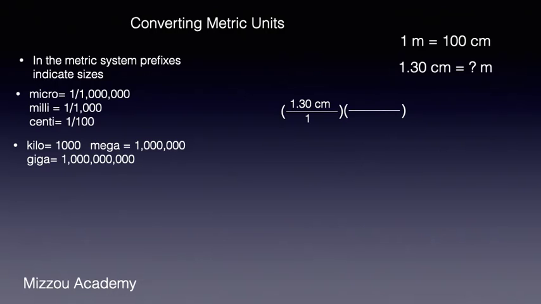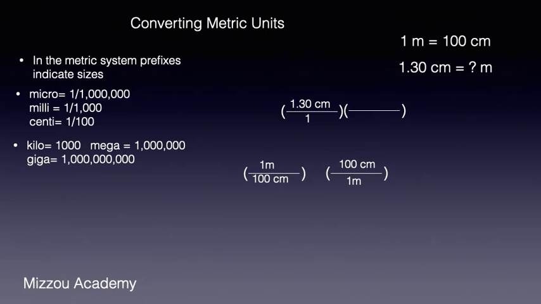Then we set up another set of parentheses for a conversion factor. Now again, if we know 1 meter equals 100 centimeters, we can write our conversion factor two ways. 1 meter over 100 centimeters, or 100 centimeters over 1 meter.